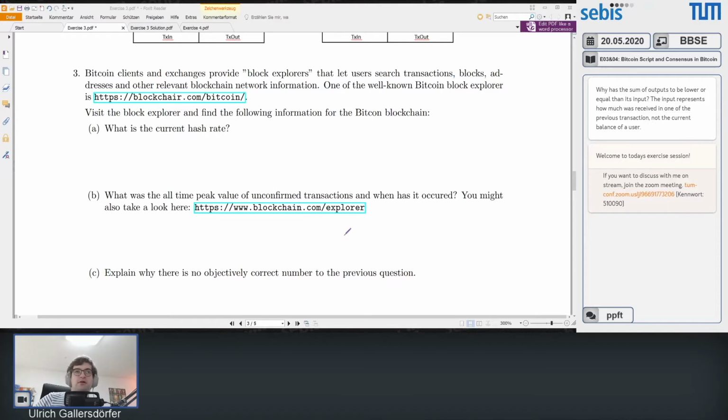We can now take a look at the blockchain explorers. So Bitcoin clients and exchanges provide block explorers that let users search transactions, blocks. Oh, maybe you should take a look at the tweet back.